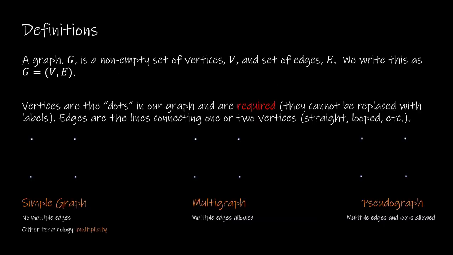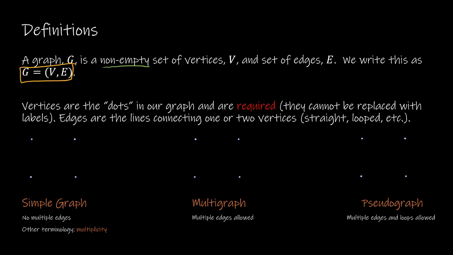Whenever we start to learn something new, obviously it's important to understand the definitions and terminology that will be used. So we'll start with the definition of a graph itself. A graph G is a non-empty set of vertices V and a set of edges E. And we write this as G equals V comma E, where obviously V is the set of vertices and E the set of edges. Now one key point here is that the vertices must be non-empty, which means it's impossible to have a graph if you don't have at least one vertex.